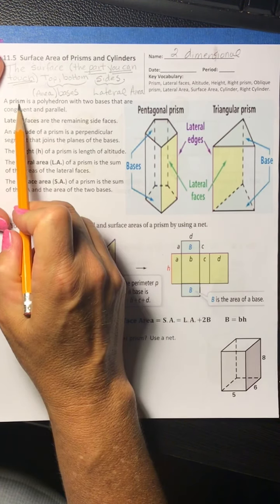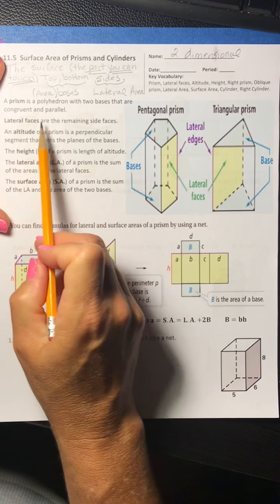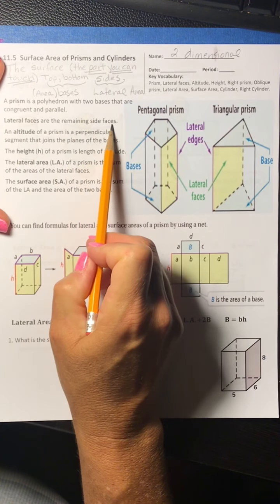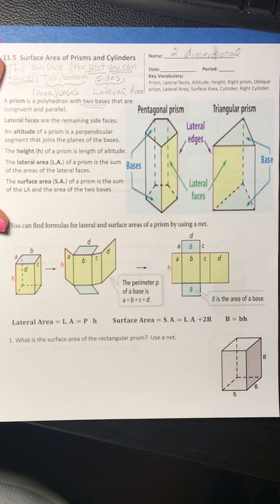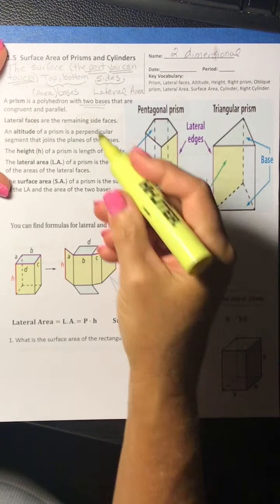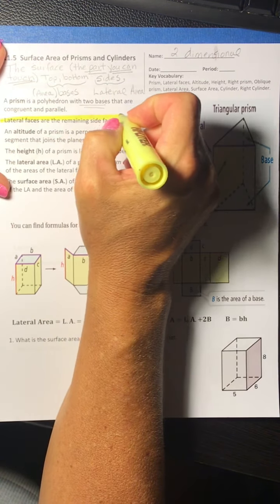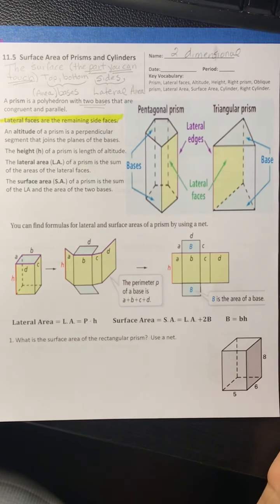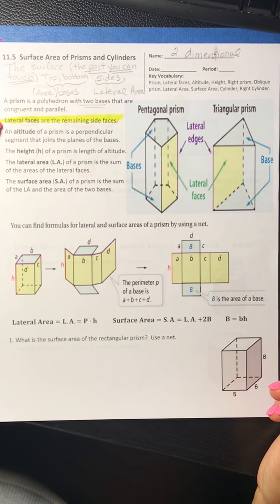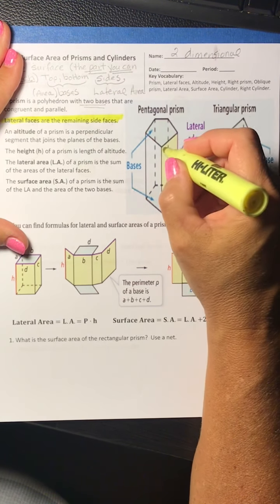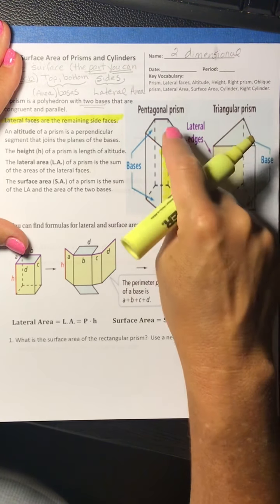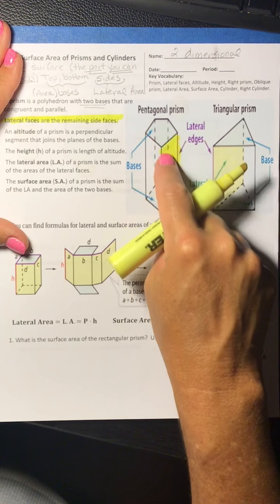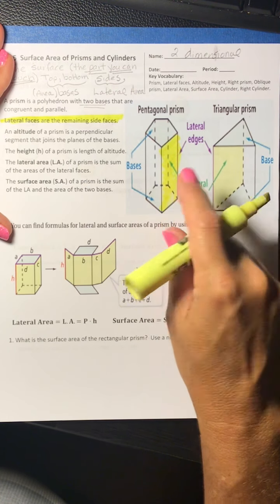We know what a prism is, so I'm not going to read that. The lateral faces are the remaining faces, not the bases, but the side faces. And that is huge. So when I talk about lateral area, I am not talking about the base. I'm talking about the lateral area. And in a prism, those lateral areas are rectangles.